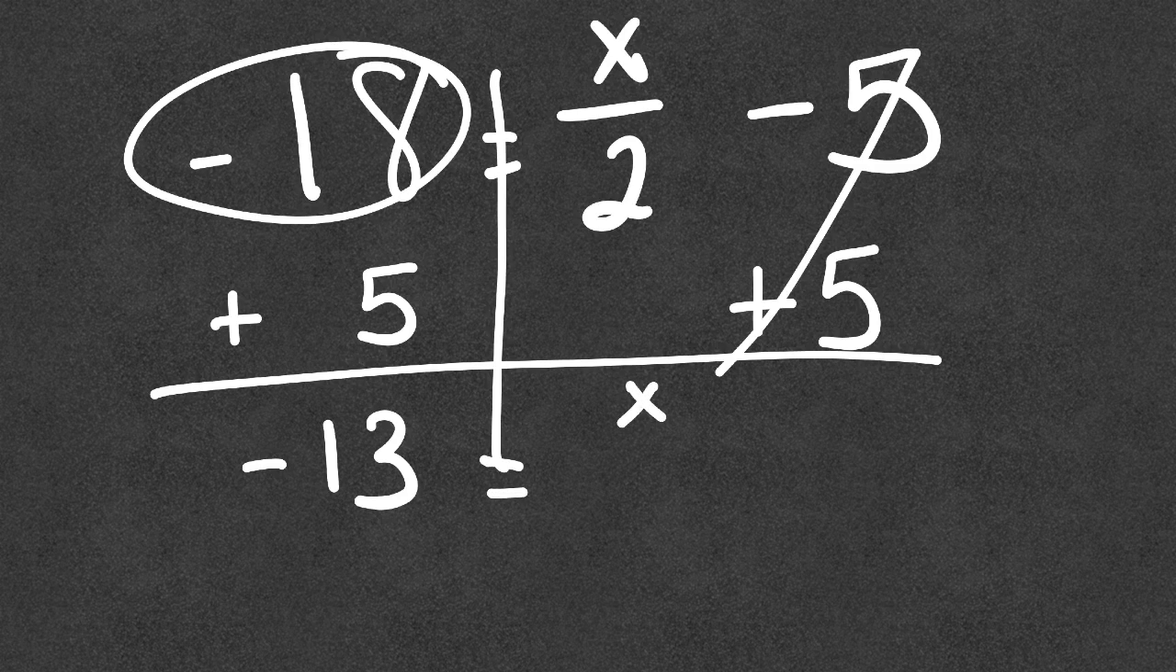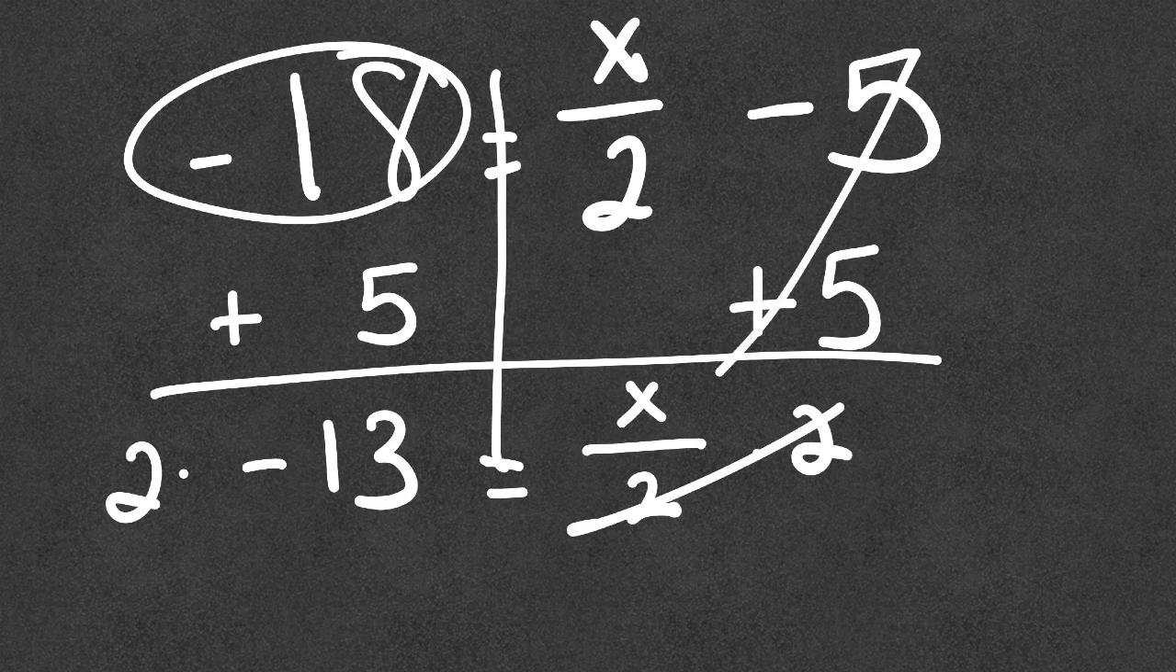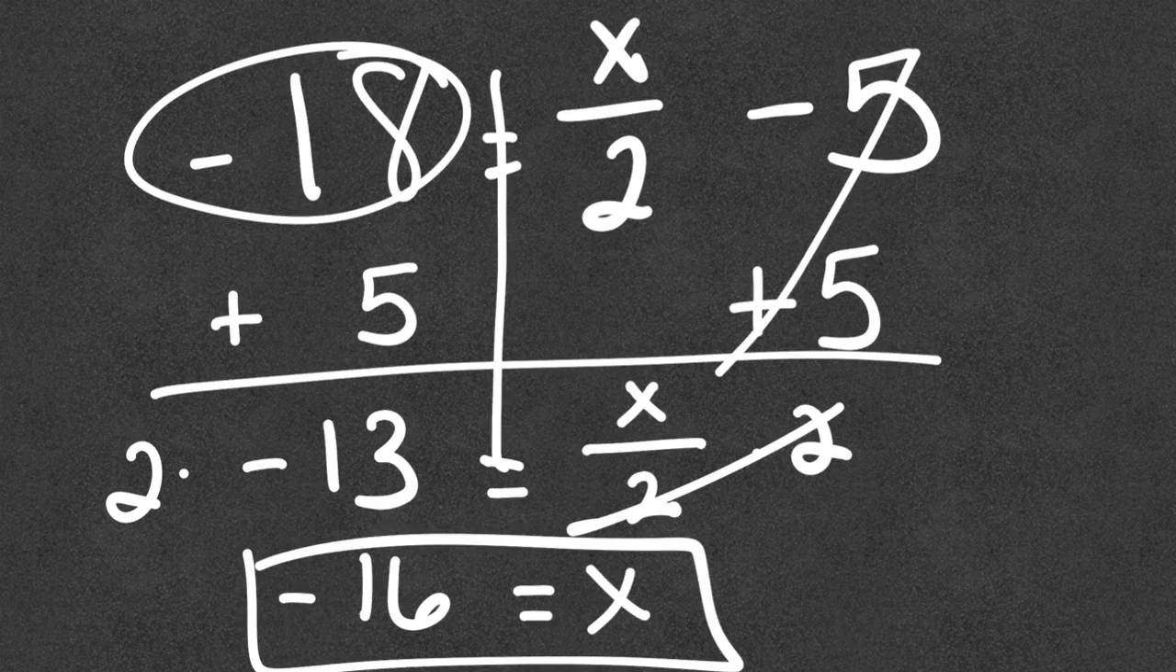But I still have this x divided by 2, so we need to multiply both sides by 2. These will cancel each other out. Well, they'll make 1. They don't really cancel out. So we have negative 16 equals x, and that's all you're having to do on those negatives.